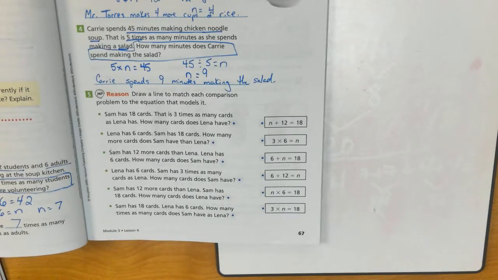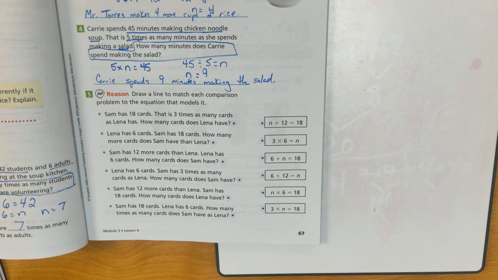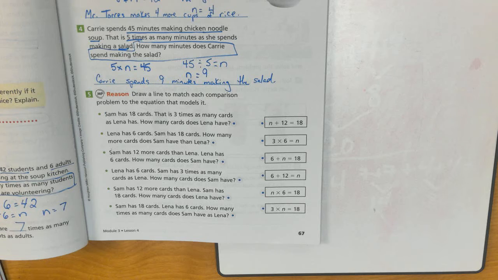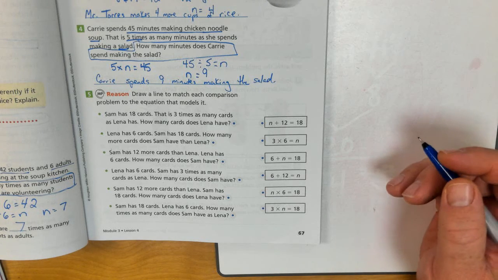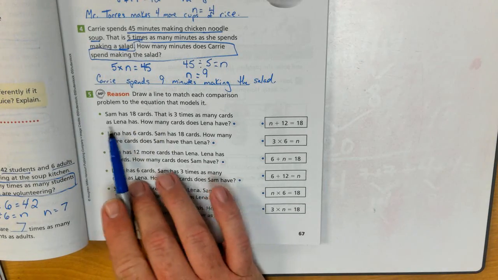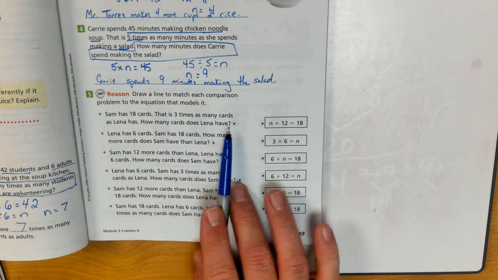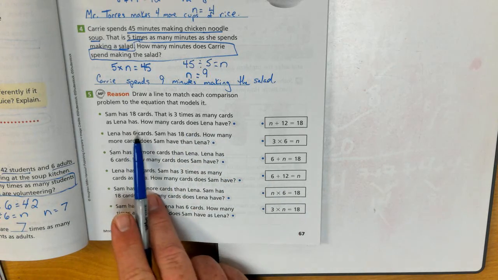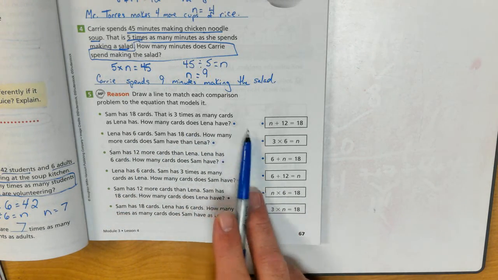Okay? Now, this part down at the bottom is forcing you to read a problem and find a match for it. So it says, draw a line to match each comparison problem to the equation that models it. Okay, this is a difficult skill, but I think that with our ability to now hear what type of problem each one is, we'll be able to solve. So let's take a look at the first one here. Sam has 18 cards. That is 3 times as many cards as Lena has. How many cards does Lena have?